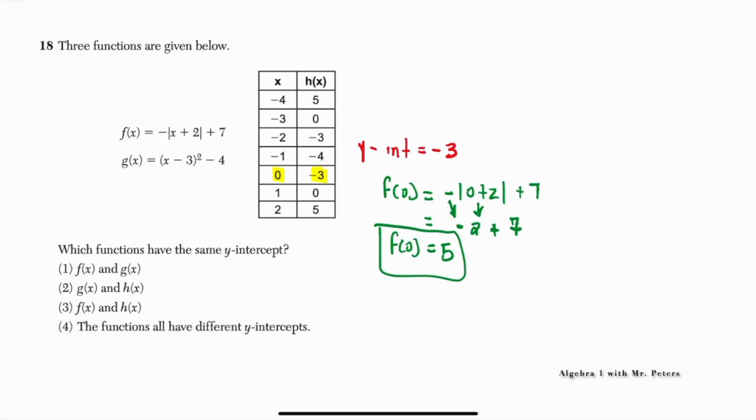Now let's say we switch back to red and we do the g of x function, right? So we say g of 0 is equal to 0 minus 3 squared minus 4. So we know 0 minus 3 is just -3. -3 squared is going to give me a +9. When I bring down that minus 4, g of 0 is going to be equal to 5. So it looks like the g of x function and the f of x function are both going to share the same y-intercept. So our answer choice is going to be number 1 for this problem.